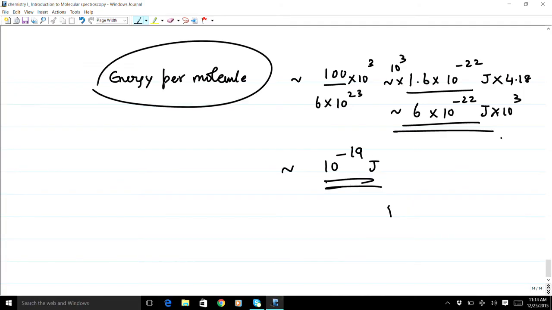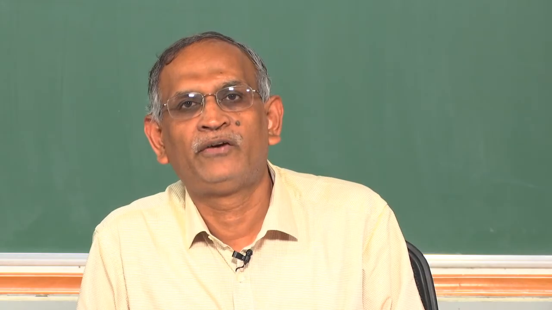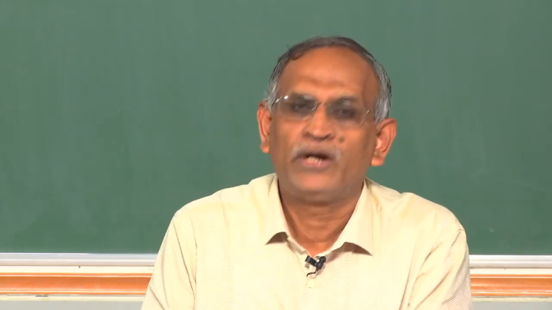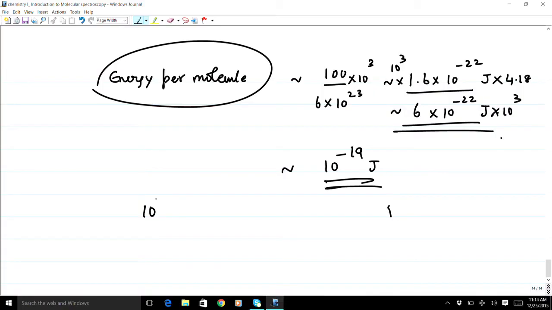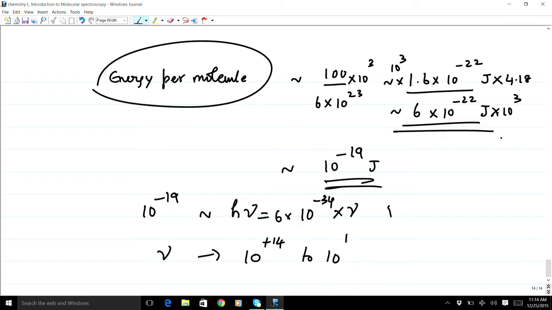This is the energy per molecule due to the bond. That much energy you have to provide if you want the molecular vibrations to lead to bond breaking or excitation between different vibrational energies; it should be a fraction of this. Now, what does this correspond to in terms of the spectroscopic energies? If this energy, 10 to the minus 19, is to be equated to a radiation frequency nu whose energy is h nu, then you see immediately that this is 10 to the minus 34 times 6 into nu, and therefore nu falls in the range of 10 to the 14 to 10 to the 15 hertz.